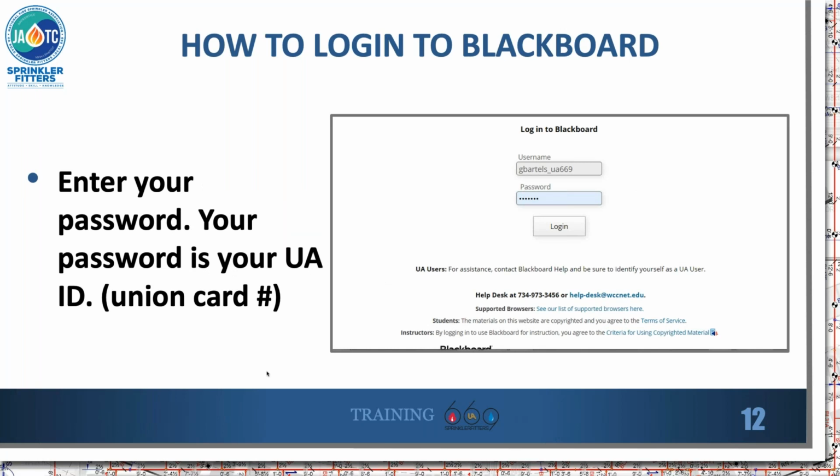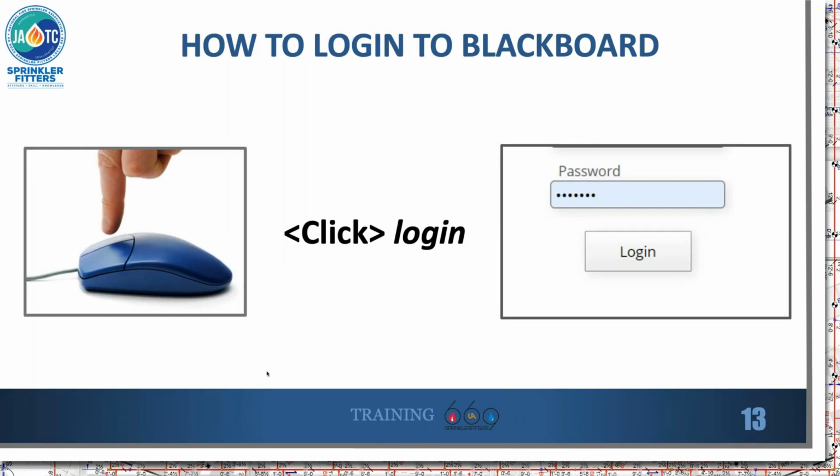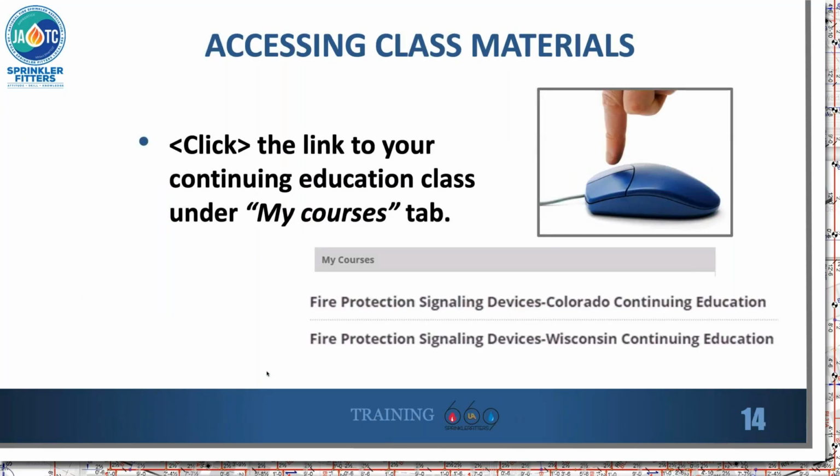Okay, so once we enter our login credentials, we're going to enter our password. We put in our username, and the password is your UA ID or your union card number, and you put it in the box provided. Once we get the username and the password in, we're going to click on the box that says log in.